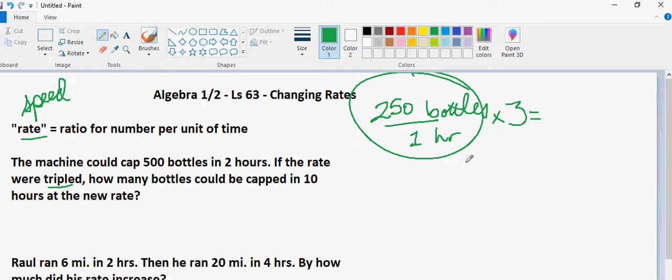Now, first of all, what's our new rate? And then let's solve the final problem, which would be, well, we'll get there. Let's do 250 times 3. And that would be 750, I think, if I'm doing my mental math correctly. 750 bottles per hour.